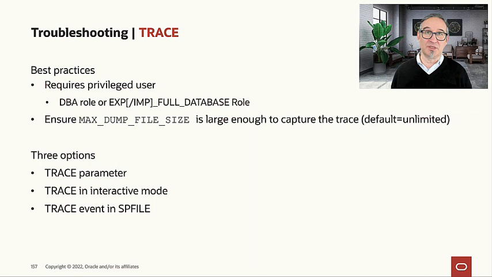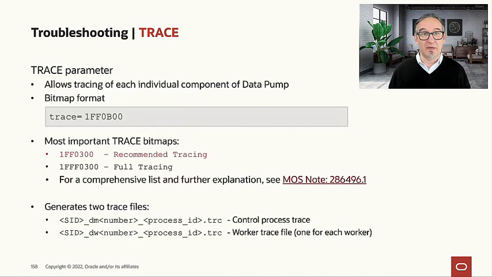We have three options to trace. We can trace, first of all, with the TRACE parameter. So this would be in your par file, or if you're brave enough typing everything on a command line, then put it on the command line. Then the interactive mode, and as third option, put it into the SPFILE. And let me start here with the TRACE parameter.